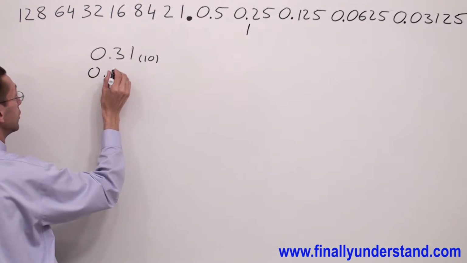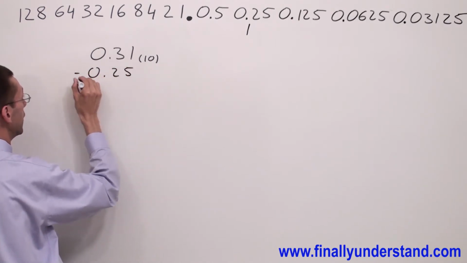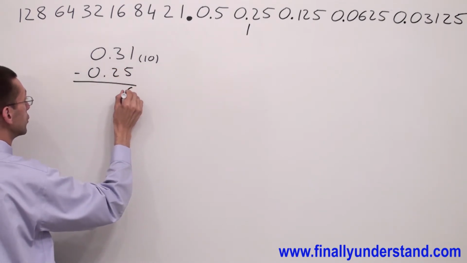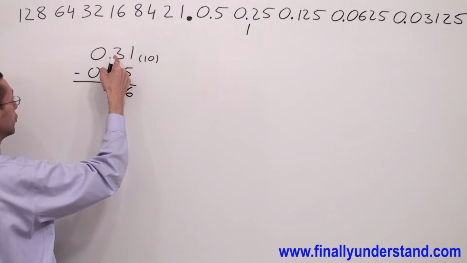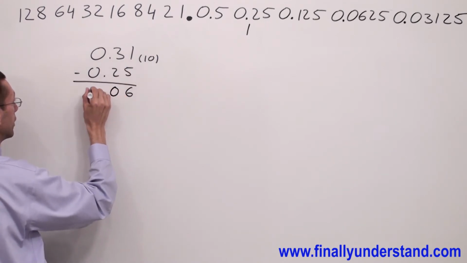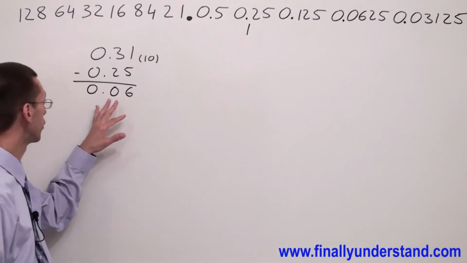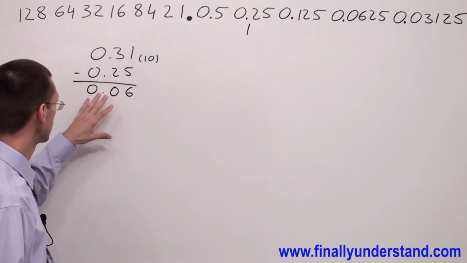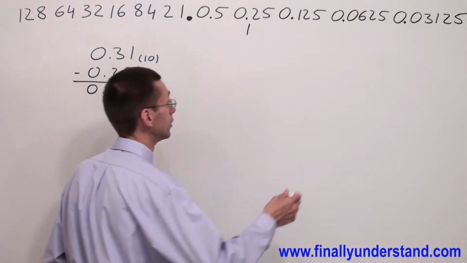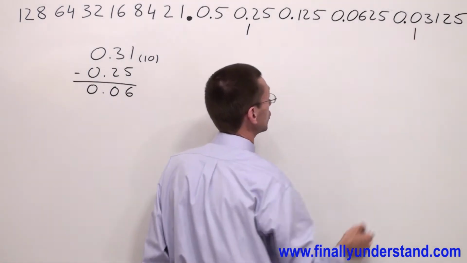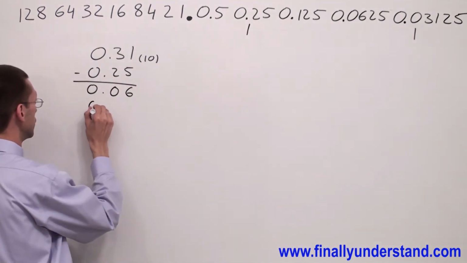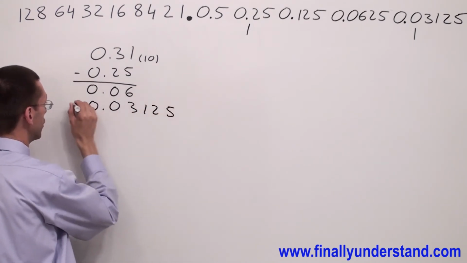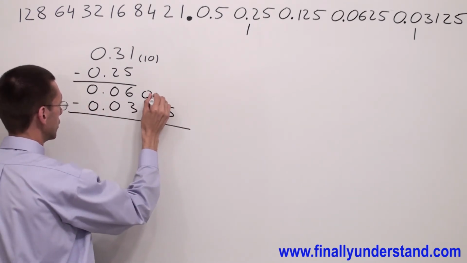So I have 0.25 minus. So I'm going to have 11 minus 5 is 6, and I have 2 minus 2 is 0. Next, we're supposed to ask ourselves the question, what is the highest weight which I can subtract from 6 hundredths? My answer is 0.03125. I have 0.03125. Perform the subtraction. I'm going to have 0, 0, 0.